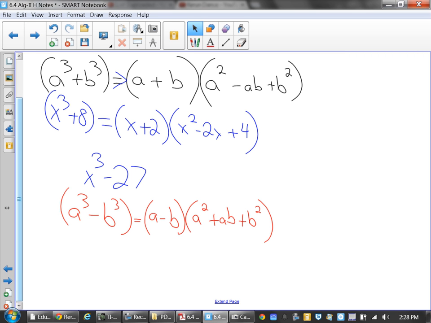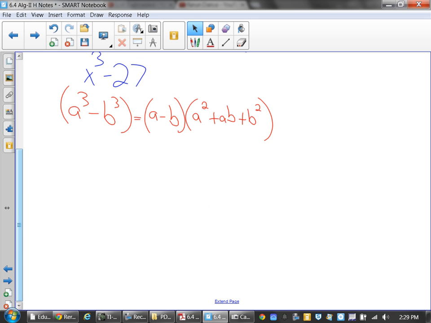A minus b. If it's a plus, it goes plus, minus, plus. Notice how these guys are the same? Then it switches, and then it's always positive. These guys are the same, switches, always positive. So when you start to break these things apart, it just takes a little bit of practice to get accustomed to the pattern. But once you start to recognize that if it's a difference of perfect cubes, the first binomial would be negative, then it switches signs. Okay.